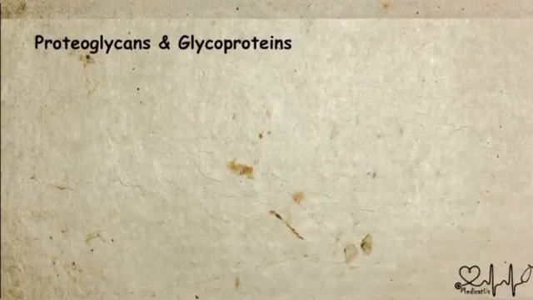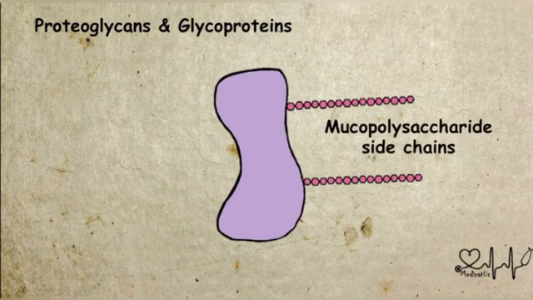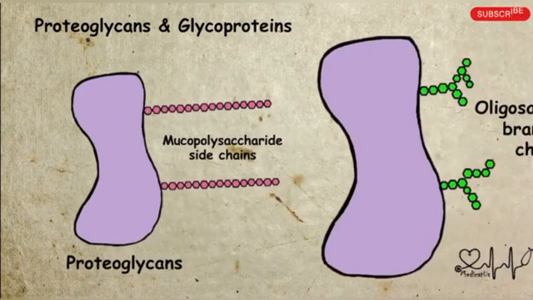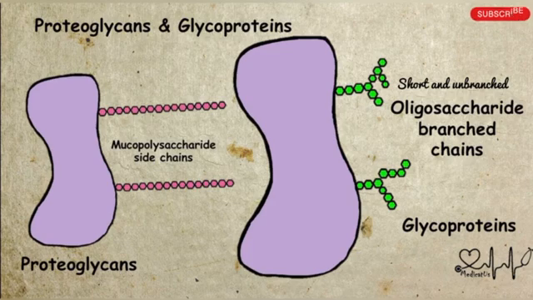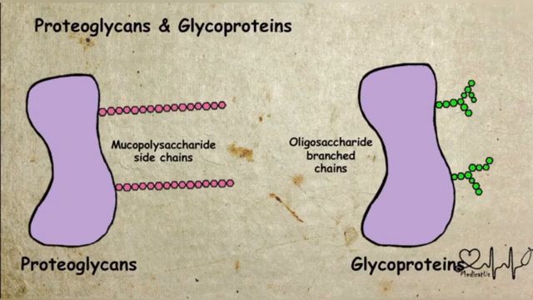But this glycoprotein and proteoglycan, they both are totally different. If the core protein is attached to a mucopolysaccharide side chain, which is long, straight and unbranched, then it is called proteoglycan. And if the core protein is attached to an oligosaccharide side chain, which is short and unbranched, then it is called glycoprotein. And as discussed in the previous video about mucopolysaccharides, it is sulfated and acetylated to hold negative charge. That means proteoglycans are also negatively charged.